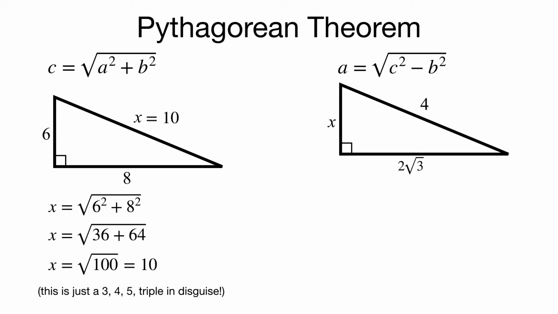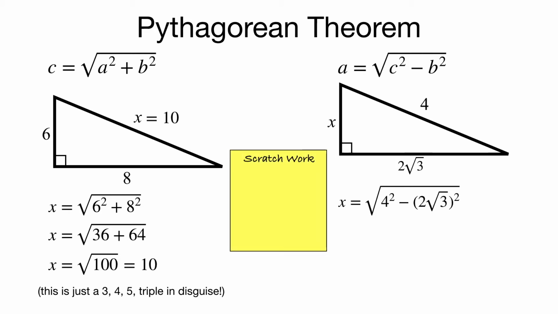Here's an example of trying to find the side length. So x is my a. I don't know what it is. So I'm going to take the square root of the hypotenuse squared minus that leg I know squared, but that looks kind of tricky: 2 root 3 squared. So I'm going to take that to the side.